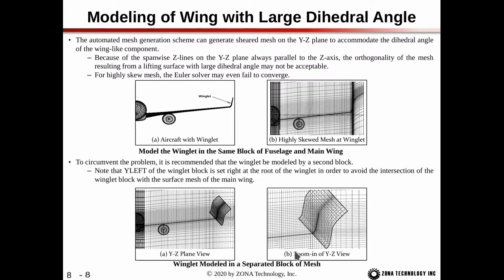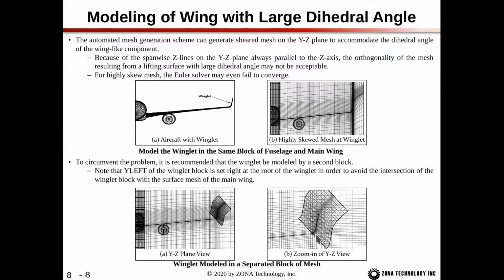So we want the main block to be able to compute as much of the flow associated with the wing as possible, and then we want the winglet block to be able to compute the flow for the winglet and then contribute that solution back to the main block. That's accomplished by setting Y left of this block to be at the root of the winglet. Furthermore, we've controlled the theta angle of this block so that this line here is not canted too severely.